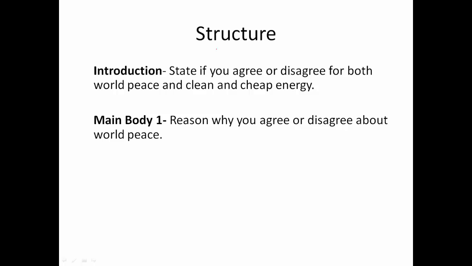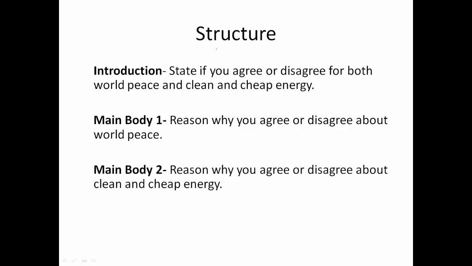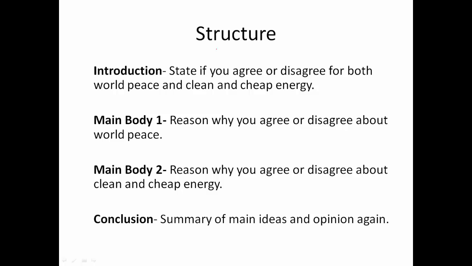So main body, paragraph number 1, reason why you agree or disagree about world peace. So in main body number 1, I'm just going to give my opinion on world peace. Main body number 2, reason why you agree or disagree about clean and cheap energy. So I'm going to say whether I think the advantages outweigh the disadvantages, whether I agree about that for clean and cheap energy. Conclusion, summary of main ideas, and then give my opinion again. So it just makes it very, very easy for the examiner to see what my ideas are again and make my opinion very, very clear.